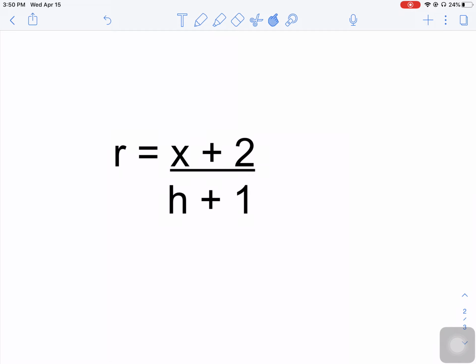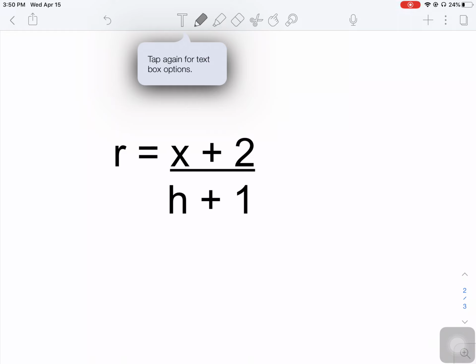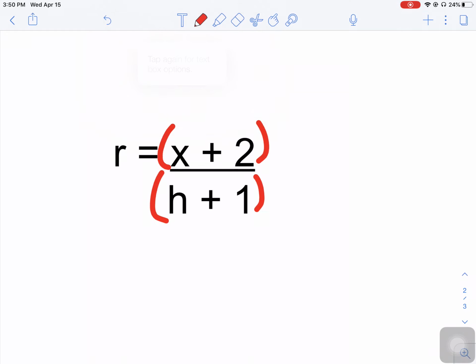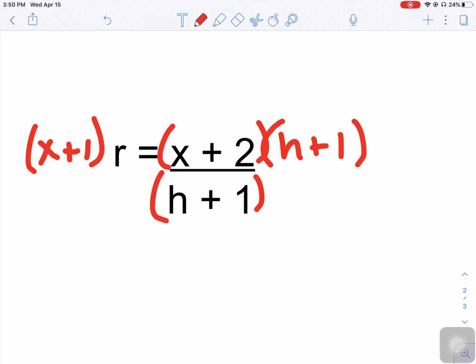So we want to get x all by itself. The first thing I'm going to do is put everything in parentheses here and there, okay? And then what I'm going to do is multiply both sides by x plus 1. And when I do that, I've basically changed colors on you here. I've basically removed the h plus 1 from the right side of the arrow.